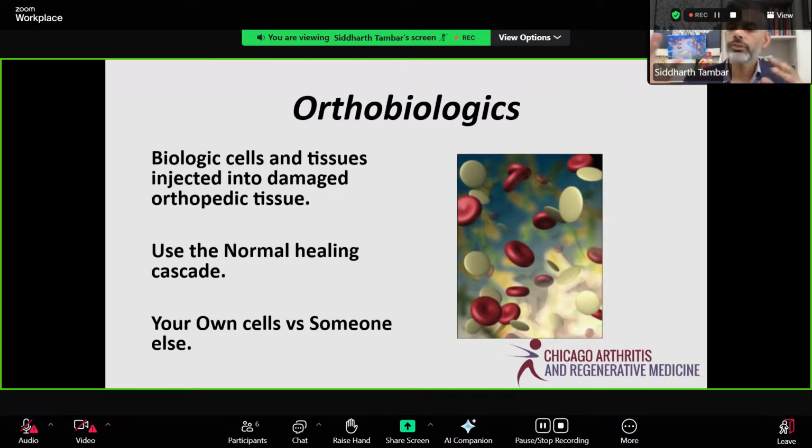There's additional risk when you use somebody else's. It may sound appealing, can you use somebody else with healthier cells? The thing is, if it's not from your own body, there are potential risks in injecting somebody else's cells.